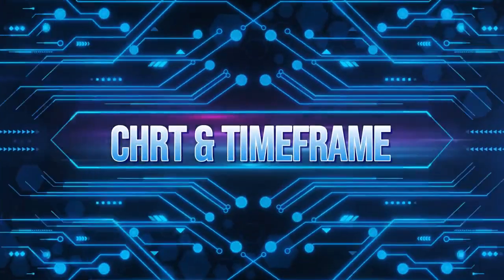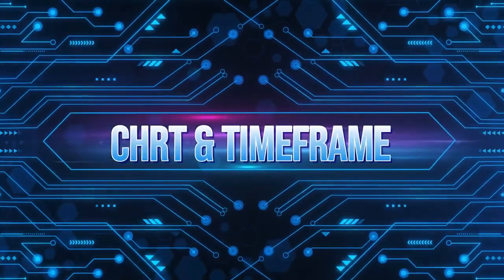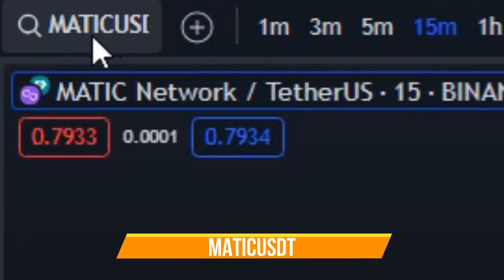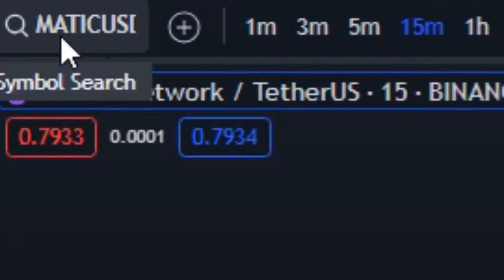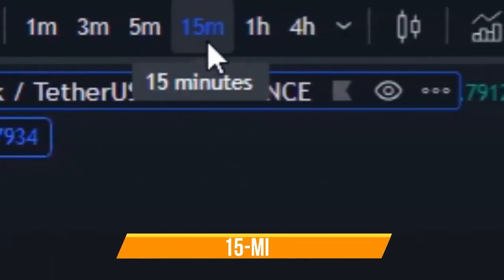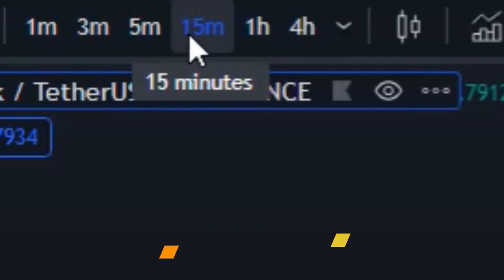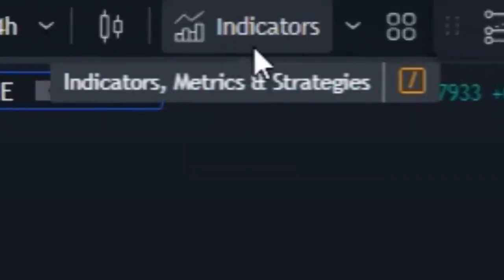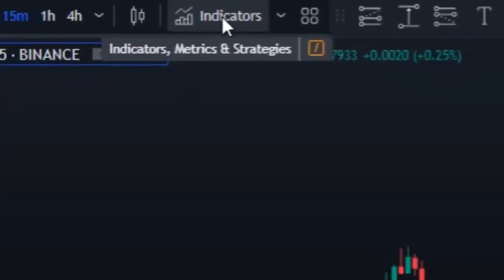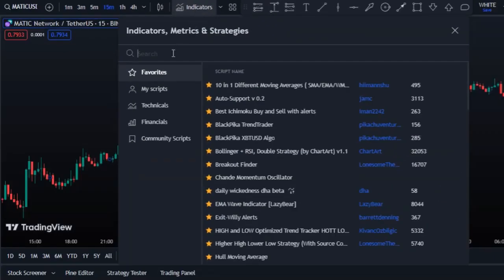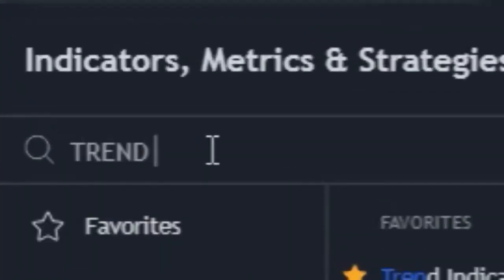First, we need to choose a chart and time frame on the TradingView website. I choose the Matic chart and the 15-minute time frame, but you can use whatever chart and time frame you prefer. Next, go to the indicator section of TradingView and search for the Trend Trader Buy-Sell Signals indicator and add it to your chart.